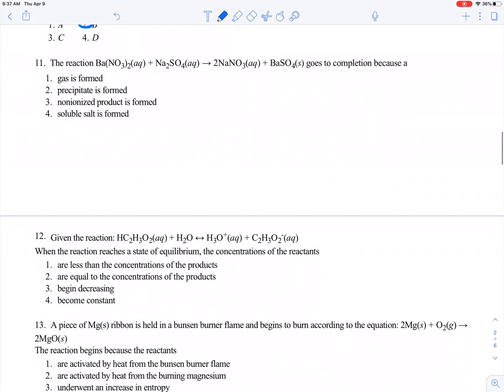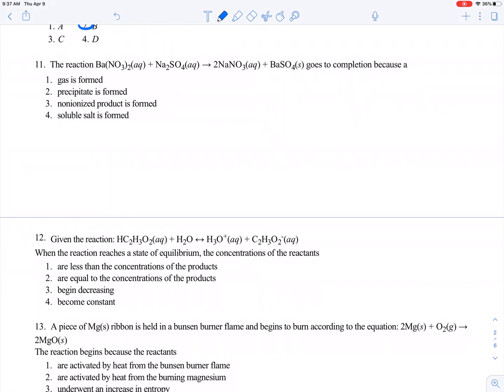Number 11, this reaction goes to completion. So this is not a reversible process. I have these two solutions that I mix together. It's a double replacement reaction, right? And I get a solution that forms because sodium nitrate is soluble, and then I get this solid precipitate that forms. That's why you can't reverse it. The barium and the sulfate are bonded together so tightly that you can't rip them apart to reverse the process.